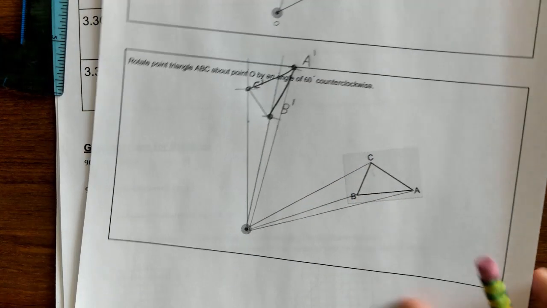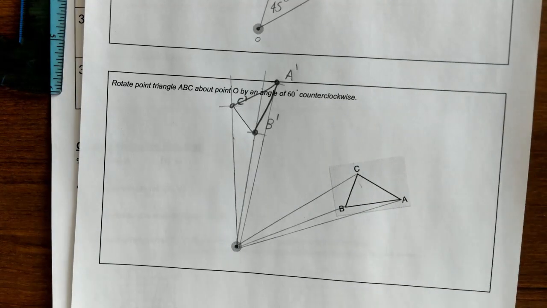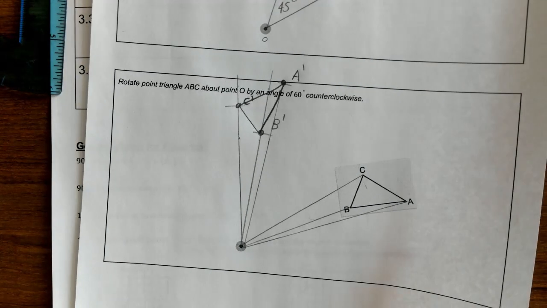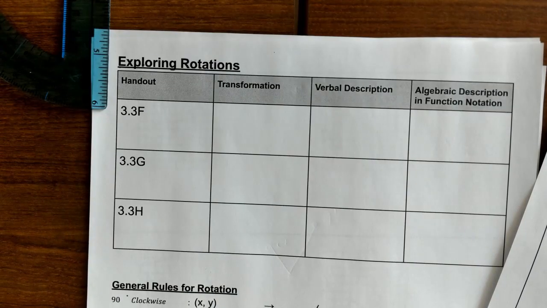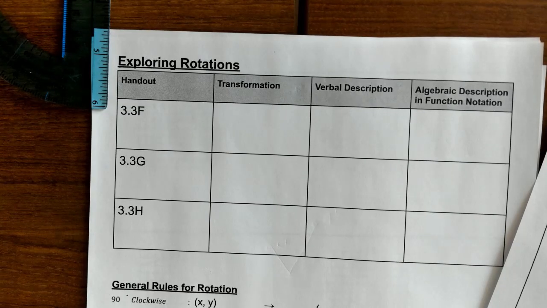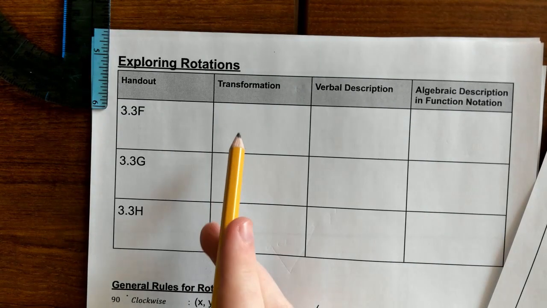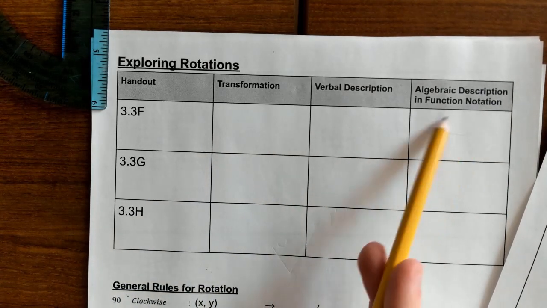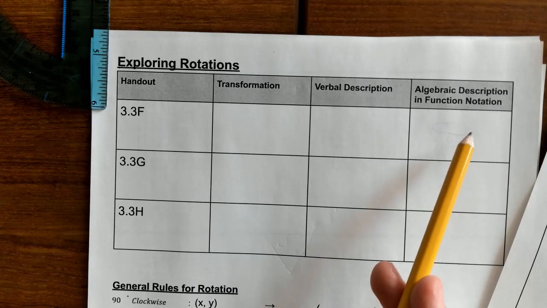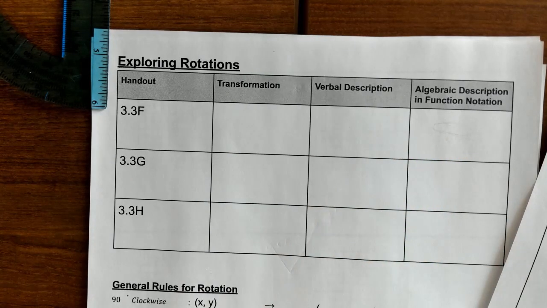All right, here's what I'd like you to do now. The substitute teacher should have an exploration about rotations handed out to you. I want you to use this exploration as a testing grounds. And just like before, the goal is just to find the rule. If you can find the rule, you don't need to finish the exploration. Your goal is to write down what each transformation is, make a verbal description of it, and then write the algebraic rule in function notation. Pause the video here and see what you can do.